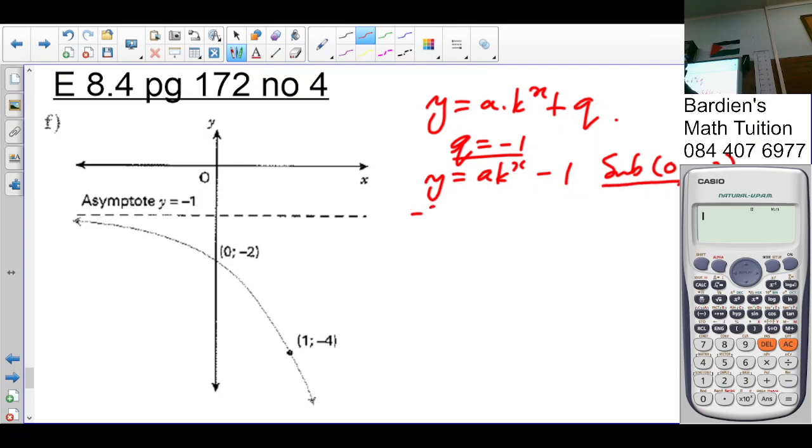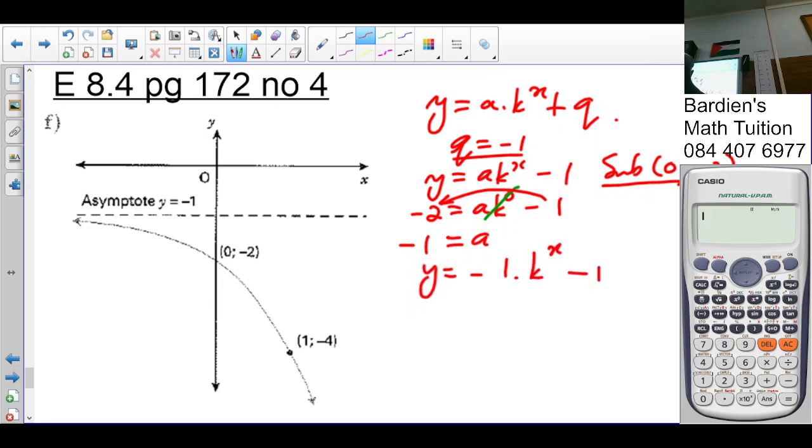You then get negative 2 is equal to a k to the 0 minus 1, yes. Then anything at the power of 0 is 1. 1 times a is a, so a is negative 1. So y is equal to negative 1 times k to the x minus 1, yes.